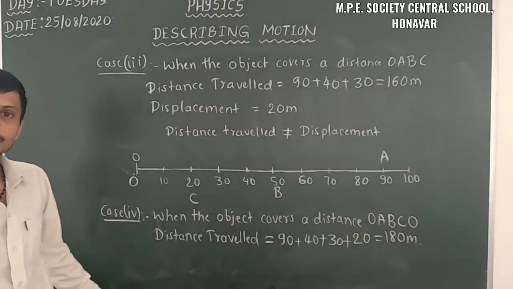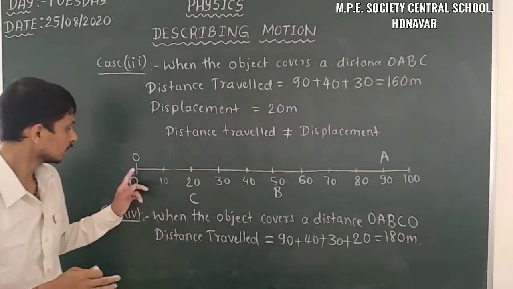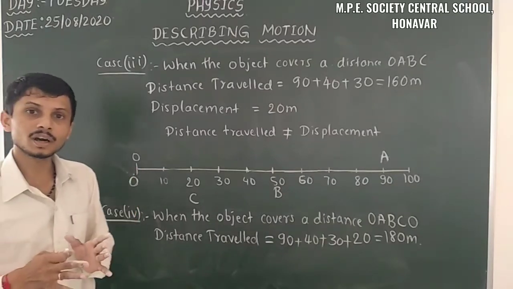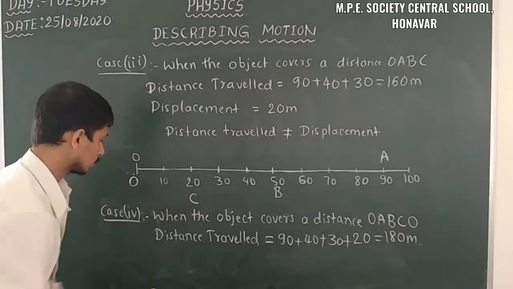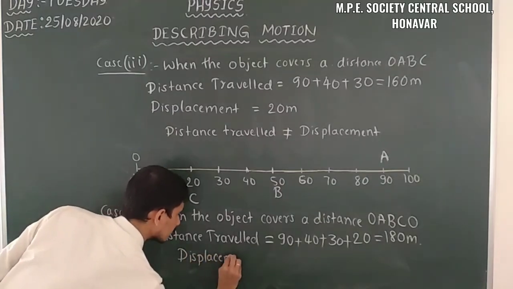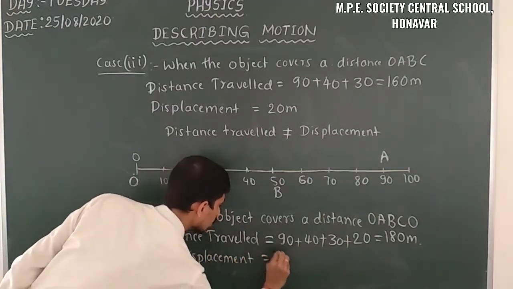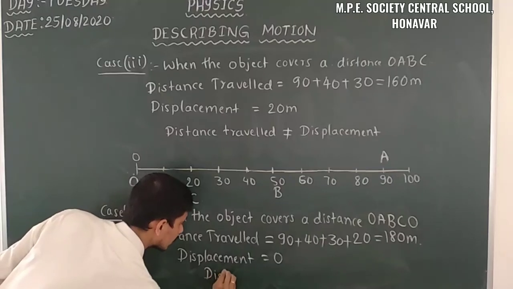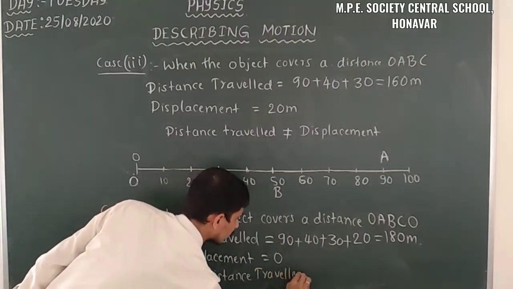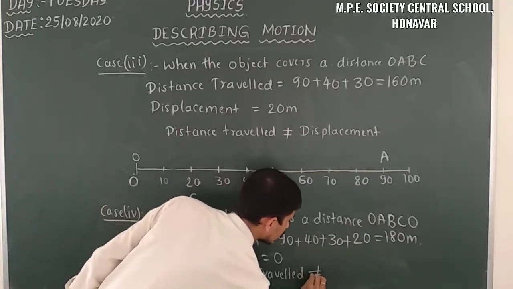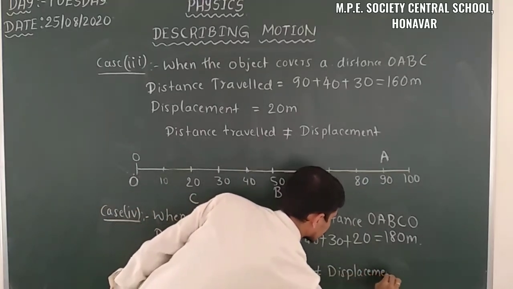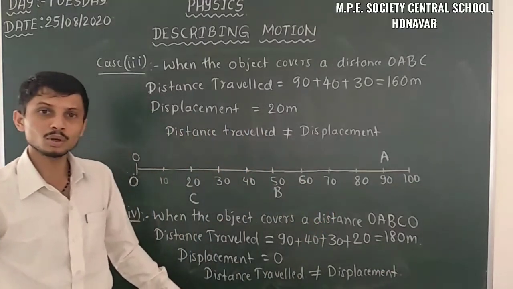Then what about displacement? It's the shortest distance between initial and final position. Here the object's initial position and final position are one and the same. That's why the displacement is 0. Here distance traveled is not equal to displacement.